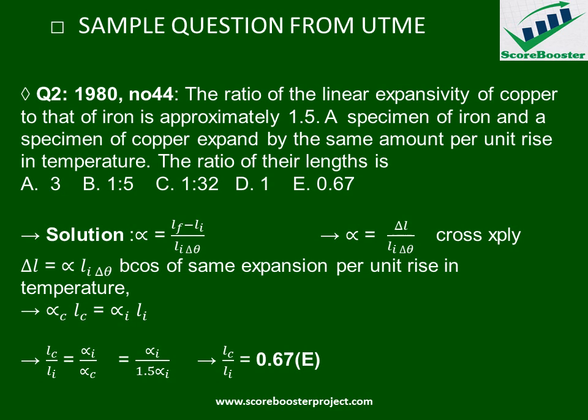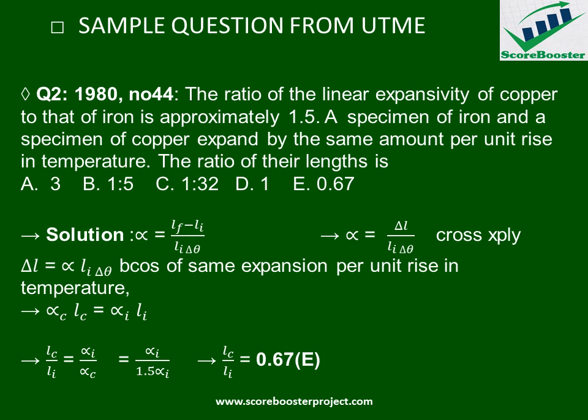Now on to the solution. We have to recall that our linear expansivity alpha is equal to change in length, which is final length minus initial length, over initial length times change in temperature. And also that final length minus initial length, that is Lf minus Li, is equal to change in length. Therefore, our linear expansivity alpha equals delta L, which is change in length, over Li delta theta.